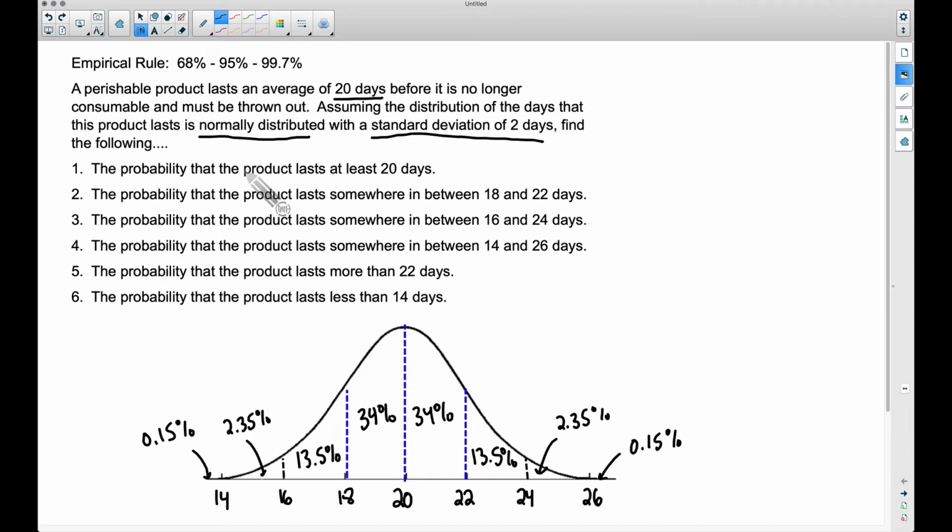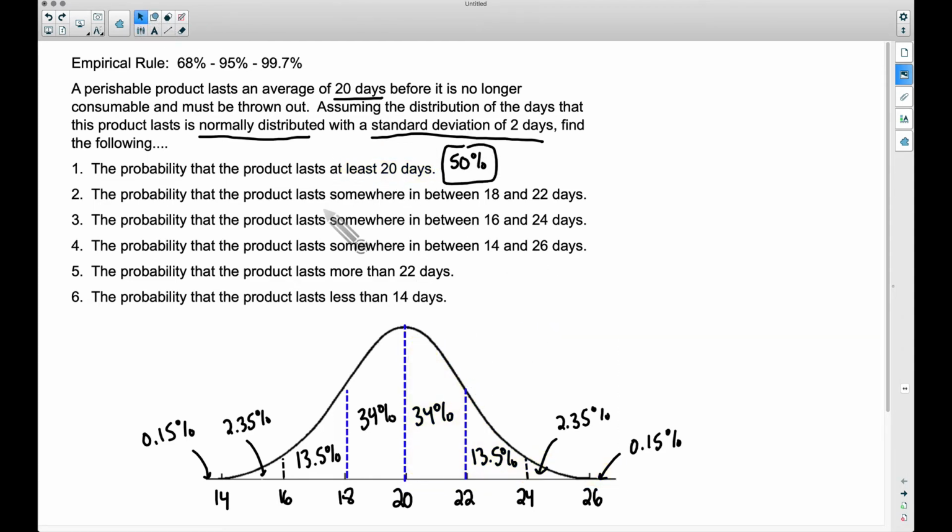What's the probability that the product lasts at least 20 days? At least 20 days means 20 days or more. Well, it turns out the mean was 20, so we're talking about this whole right-hand side. Now, visually, that's half. Half is 50%. If you take these 4 numbers and add them together, you will get 50%. That's the answer to number 1. So we have 50% here, and now let's move on to question number 2.